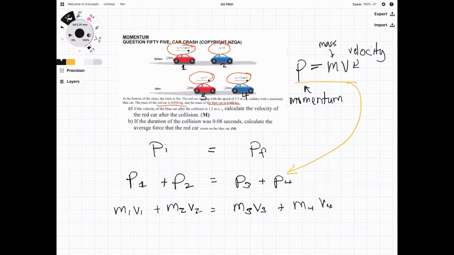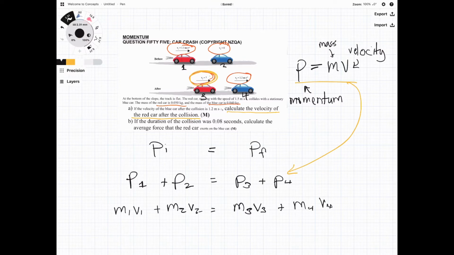Now we know most of these variables. There's only one that we don't know. If we look up here at the top, we know velocity 1, we know velocity 2, we know velocity 4, but we don't know velocity 3. That's the one that it's asking us to find. It's asking us to calculate the velocity of the red car after the collision. So we're looking for this one here.